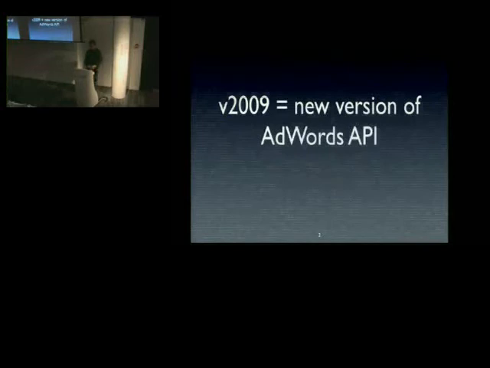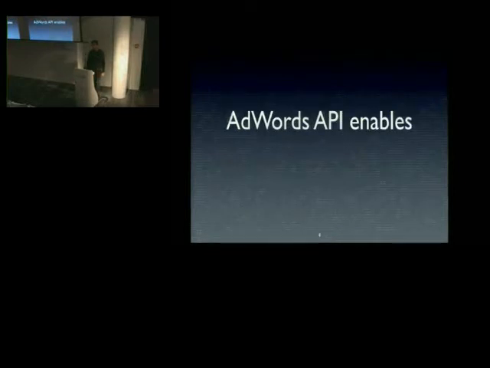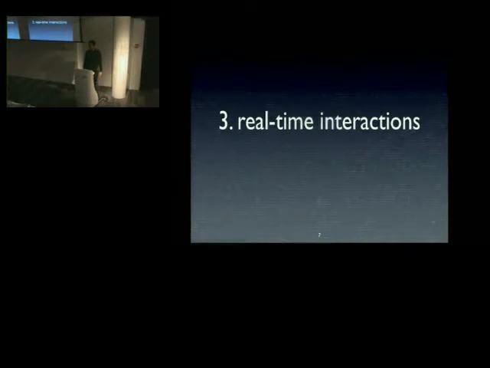So with that, V2009 is the new version of the AdWords API. And the AdWords API essentially enables you to create automated, customized, real-time interactions with AdWords. So what does automated, customized, and real-time really mean?